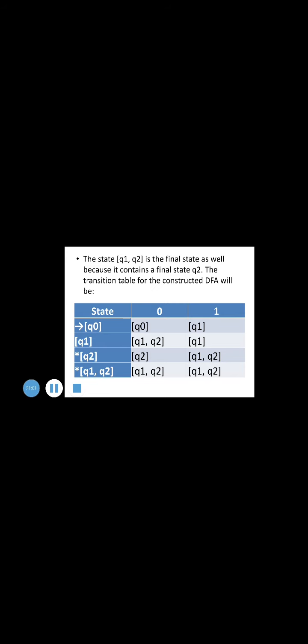So it will be like this. Here the new state q1 q2 contains q2, which is already declared as a final state, so we have to consider q1 q2 also as a final state. From the transition table we have to construct the transition diagram like this.